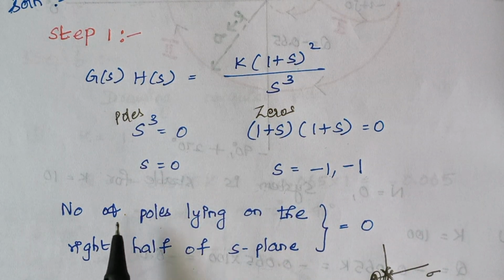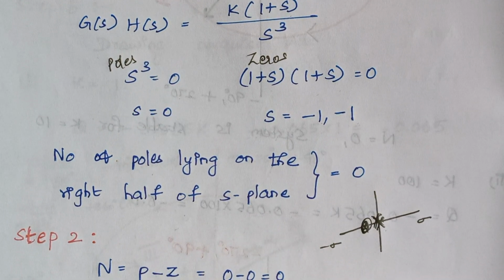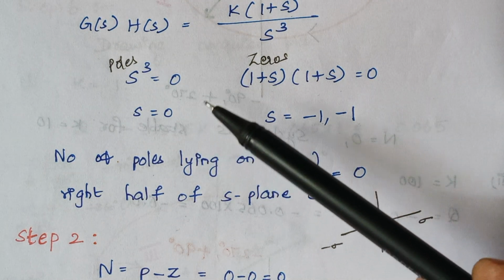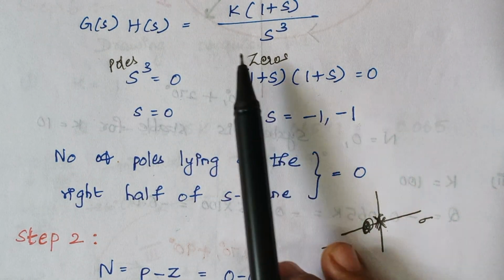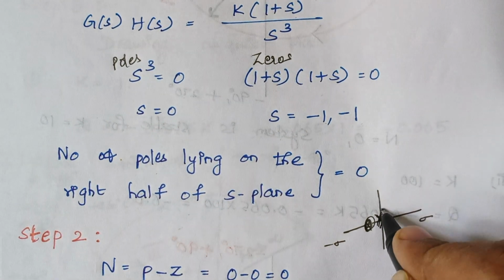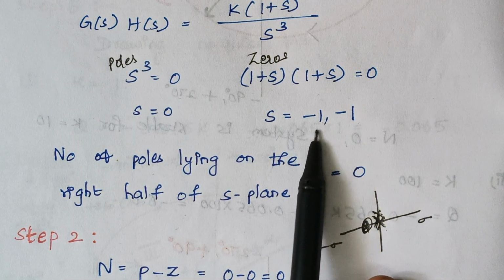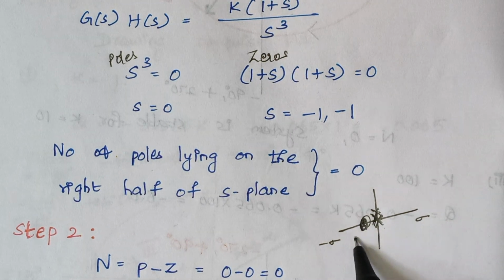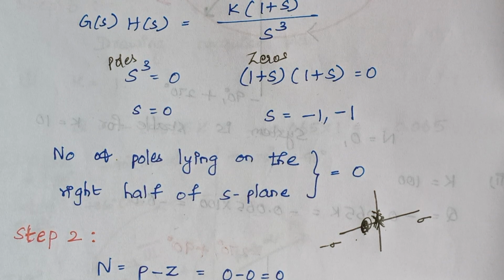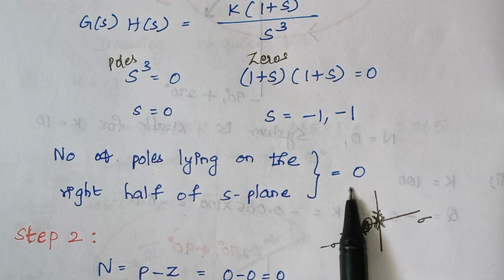So the first step is the number of poles lying on the right half of S plane. When you draw the S plane, the poles are lying at the origin and they are 3 in number, because the power is 3. So I have 3 poles at origin. And the next thing is I have 2 zeros which are lying at minus 1. Here I have marked that. Is there any pole lying on the right half of S plane? No, nothing lies on the right half of S plane. So here it is 0.